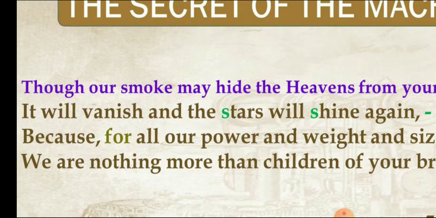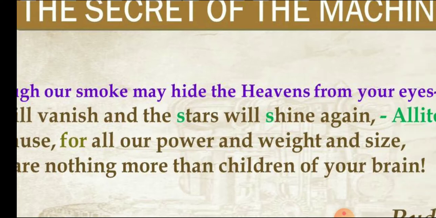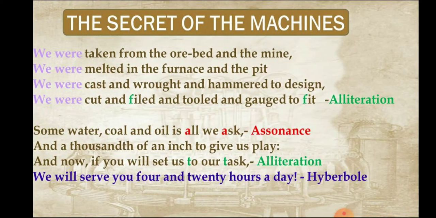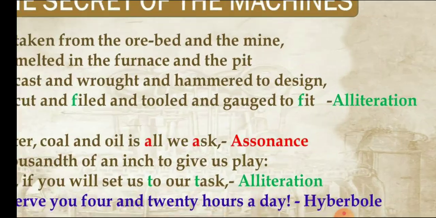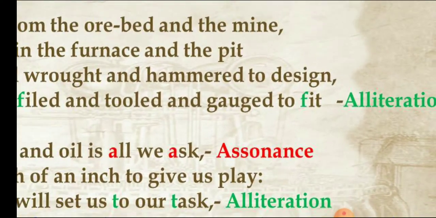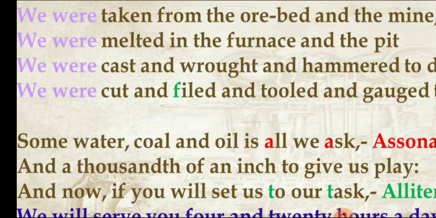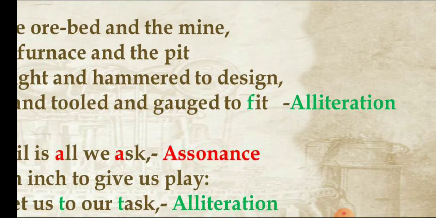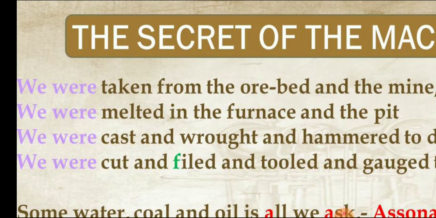Likewise, S sound is alliterated, stars shine. So, alliteration. So, likewise, let us know what is assonance. When vowel sound is repeated, then we can call it assonance. So, when a vowel sound is repeated in the verse or the line, then we can call it assonance.